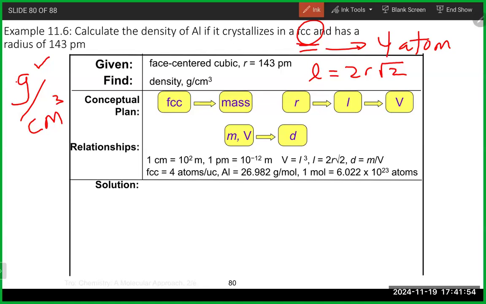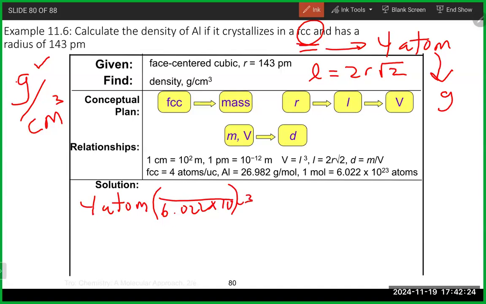So ultimately, what we want to go from is atoms to grams. We can do that first by using Avogadro's number. That's going to allow us to go from atoms to moles. And then we can use the molar mass to go from moles to grams. So here we would start with our 4 atoms. We will use Avogadro's number, and that goes on the bottom, 6.022 times 10 to the 23 per mole. And that is going to cancel out the atoms.